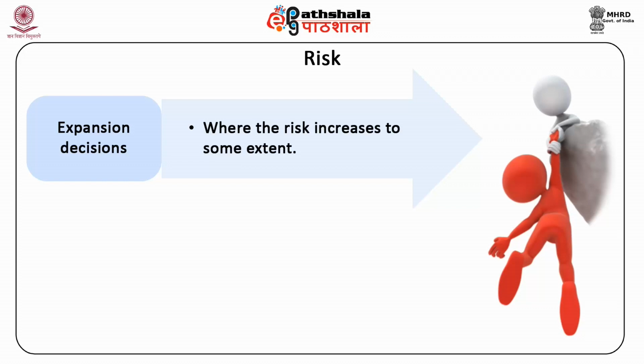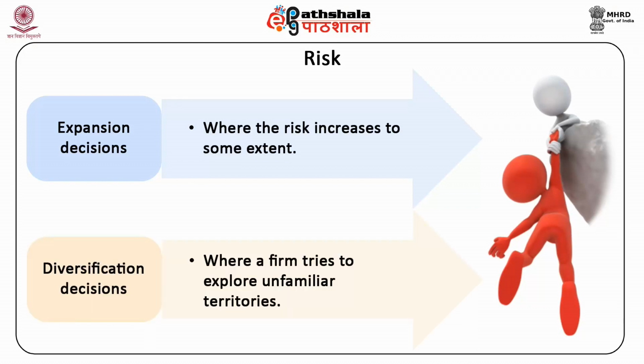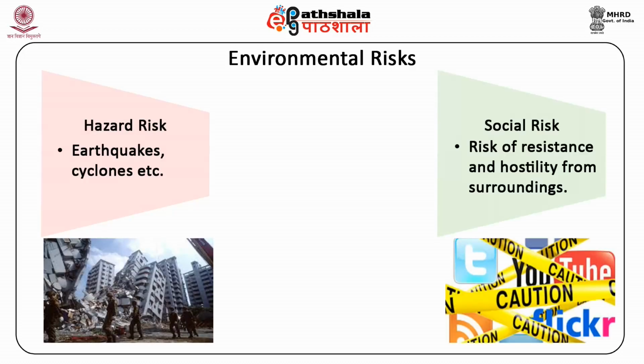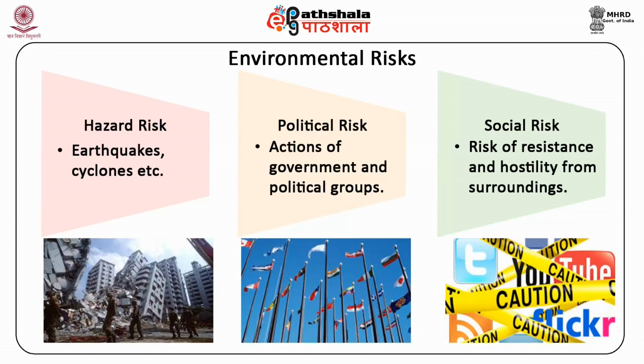The third decision is diversification decision, where a firm tries to explore unfamiliar territories. This is the most risky of all the decisions. Now, we will discuss environmental risk. When an organization is operating, it cannot operate in isolation. It is affected by the environment that surrounds it. The environment could be the natural environment, social environment, or political environment. The surroundings together create an impact on the organization.